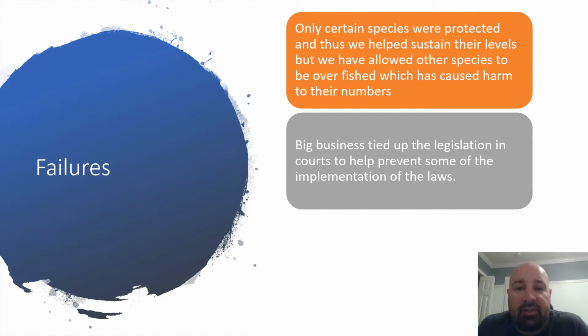But it did come with some failures. We were only protecting certain species. Thus, we helped sustain their levels, but in doing so, we allowed other species to be overfished, which has caused harm to their numbers. And a lot of that had to do with big business. And, you know, fishermen make a living. They've got to catch fish. So another failure was big business tied up the legislation of this act in courts to help prevent some of the implementation of the laws, such things as catch limits, such things as how much and how long the seasons would be, things like that, that the fishermen would bellyache over, but needed to be done for the bigger picture.